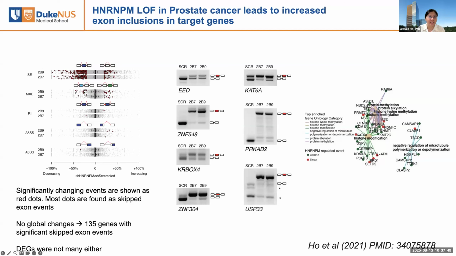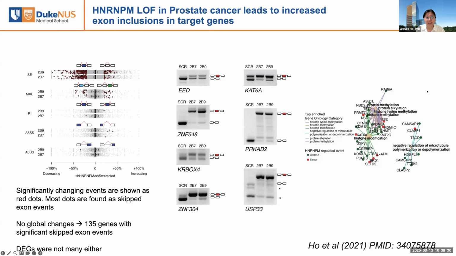Upon knocking down HNRNPM with 2 independent shRNAs, you can start seeing the expression of a new transcript isoform that is much larger than the original isoform. And some of these switches were very big. You could see almost 90% switch in splicing in some of the events that we picked up. You can see here. And then some you see a little bit less. When we look at DEGs, I don't show the data here, but we also don't pick up many DEGs. So it looks like HNRNPM was very specifically impacting splicing levels in the cells.